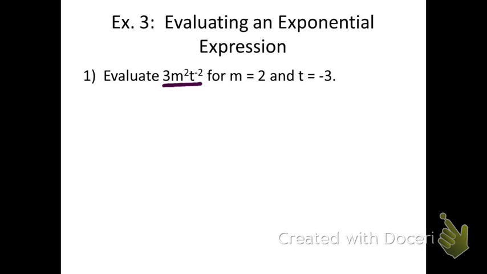It's kind of hard to find. But it's a good thing to take it out and just put it on your paper. 3m squared t to the negative second power. Okay. Second thing you want to do is simplify it.